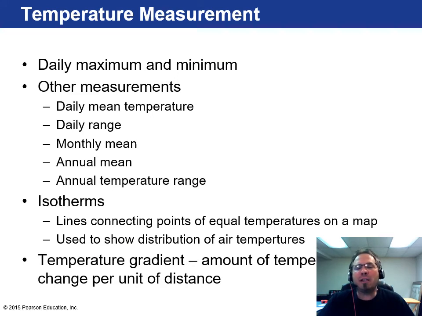Now, temperature measurement is one of those things that we all sort of are interested in. That's why we have weather on the news, right? We have the daily maximum and minimum temperatures. How hot is it going to get? How cold is it going to get at night? Daily mean temperature, things like that, where they average them over time. Daily range, which is the highs and lows. Obviously, the monthly average, the annual average, things like that.